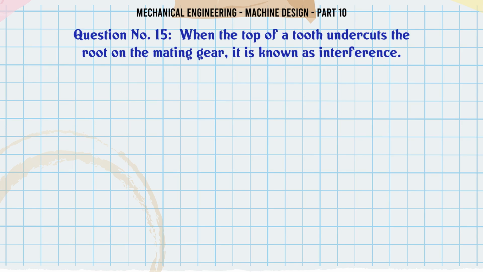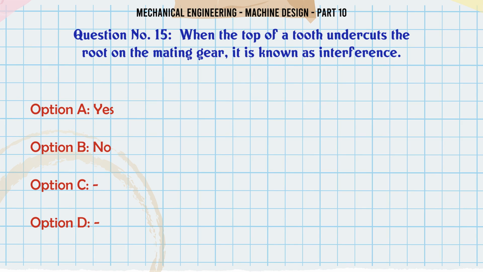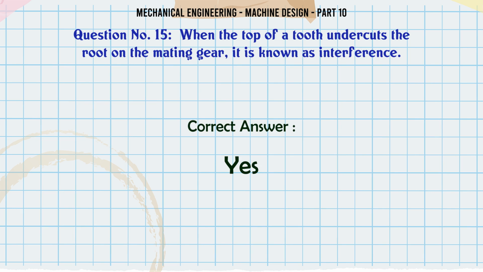When the top of a tooth undercuts the root on the mating gear, it is known as interference. A. yes. B. no. C. D. The correct answer is yes.